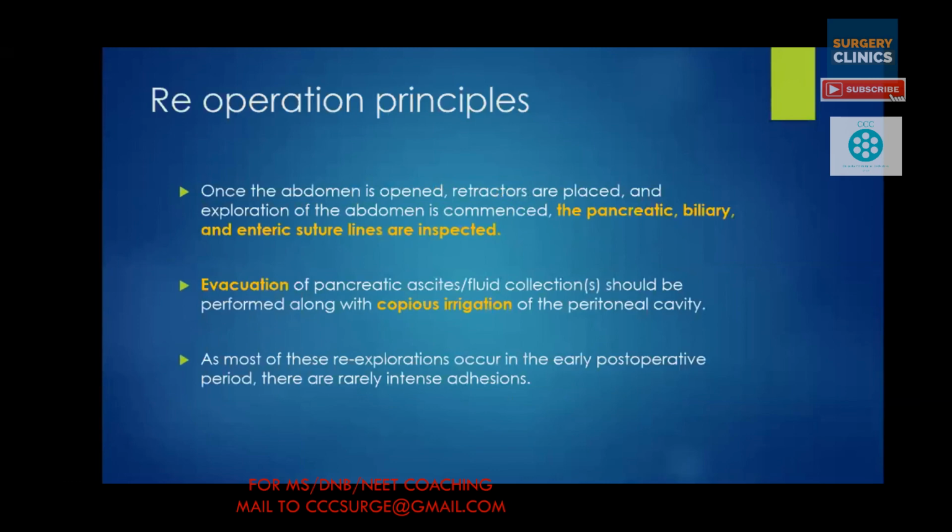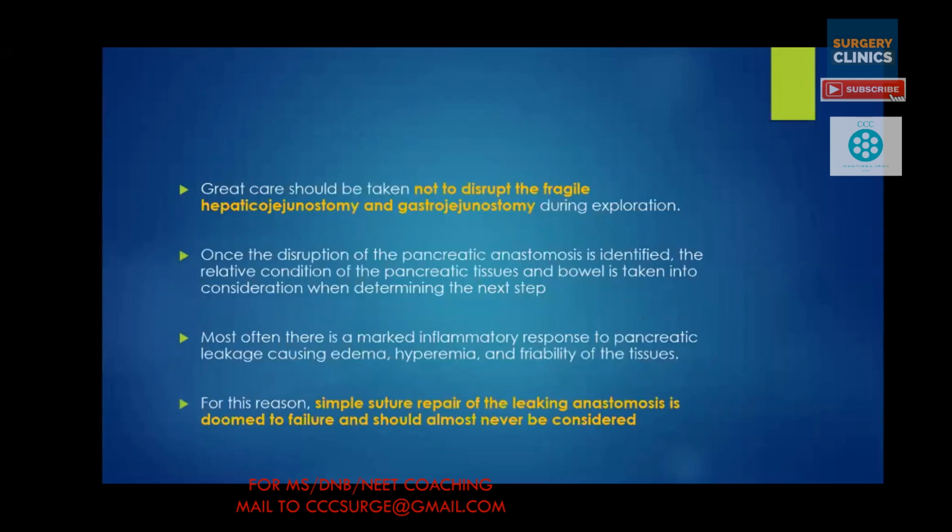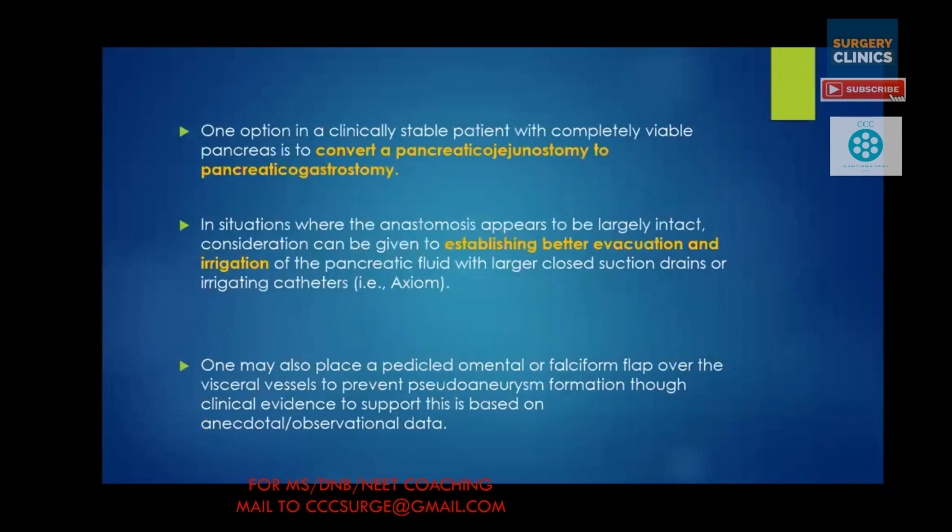First, what you have to do is that once you open up the abdomen, you do it in a controlled manner. First, you check for all the anastomosis, the enteric, the biliary, and the pancreatic. Then you have to evacuate all the collections that are there. You do a copious irrigation. Then you have to make sure that you're not disrupting the HJ or the gastrojejunostomy. Okay. Then if there is a pancreatic leak and you can identify it, don't try to re-anastomose immediately because it is going to leak again.